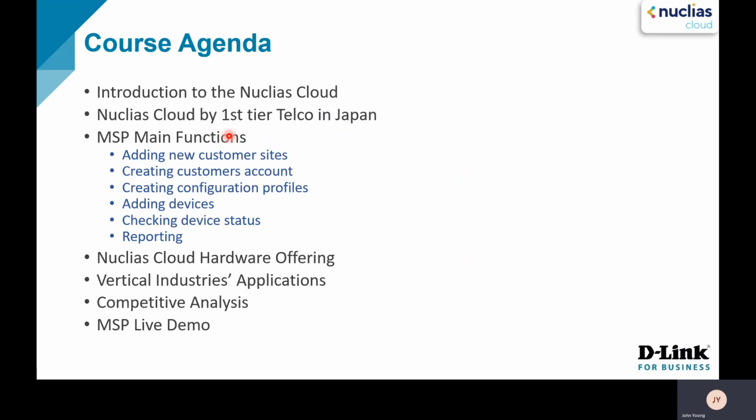Please take note. For today, the agenda: we have the introduction of Nuclias Cloud, followed by the success case in Japan. Then we have the MSP main functions on how to create a new customer site, creating the customer account, then creating the AP and switch profile, followed by adding the devices, checking the device status, and lastly, of course, the reporting. Next is the Nuclias Cloud hardware offering on the AP and switch, then the vertical industry applications, then the comparison with other brands, and lastly, of course, the MSP live demo.